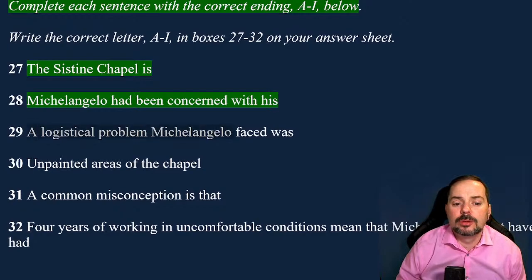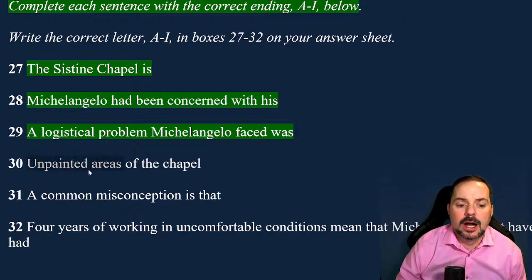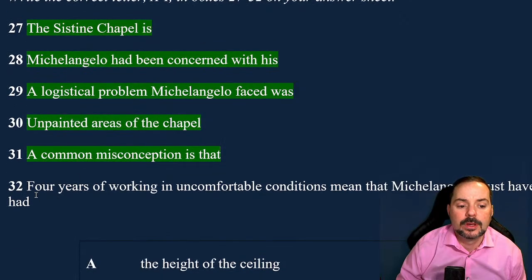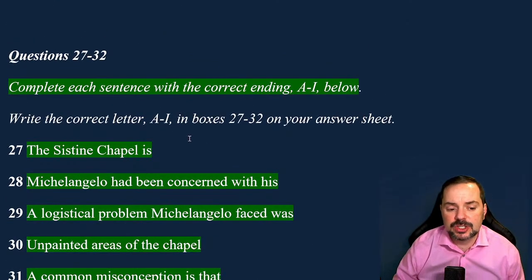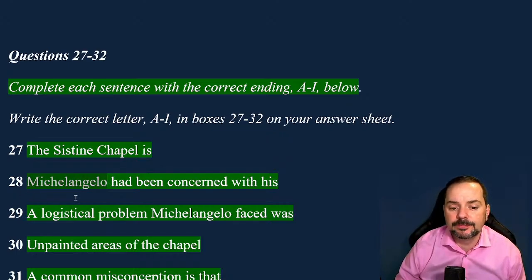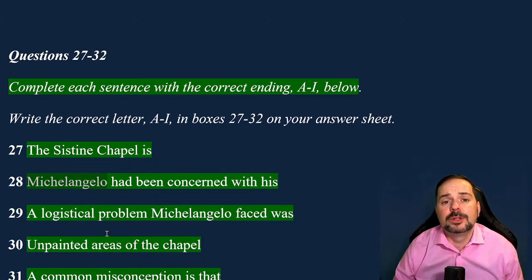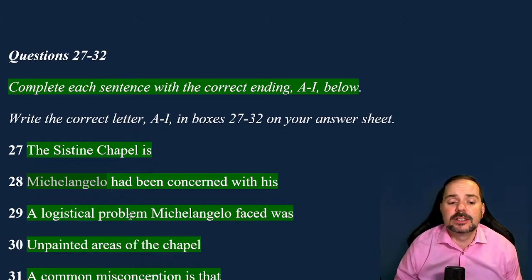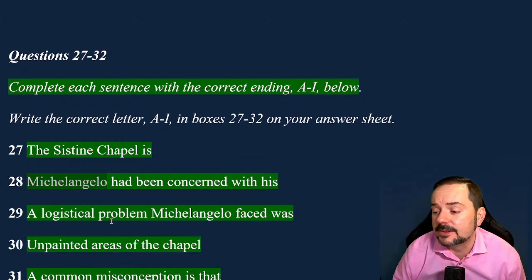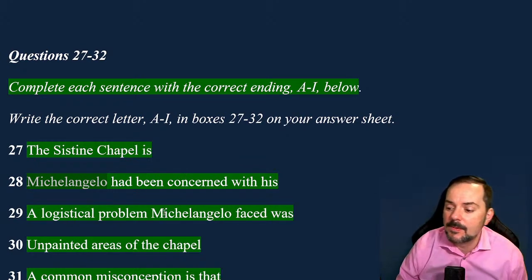Okay. A logical problem Michelangelo faced was unpainted areas of the chapel. A common misconception is that 4 years of working in uncomfortable conditions meant that Michelangelo must have had something. Okay, so clearly here we realize by reading these questions that the painter in fact is Michelangelo. And this passage will definitely discuss the technique and the skills used by Michelangelo to paint this chapel. All right, okay.